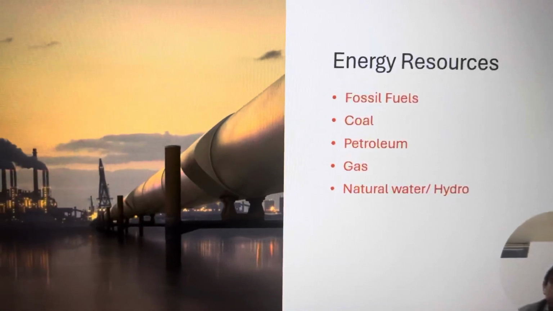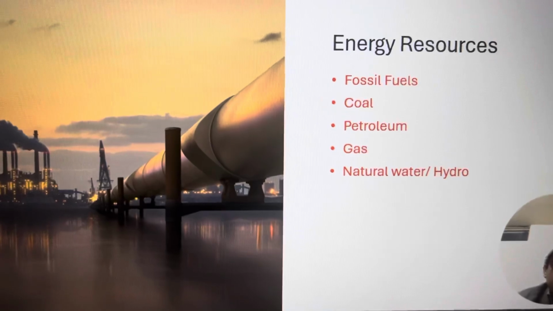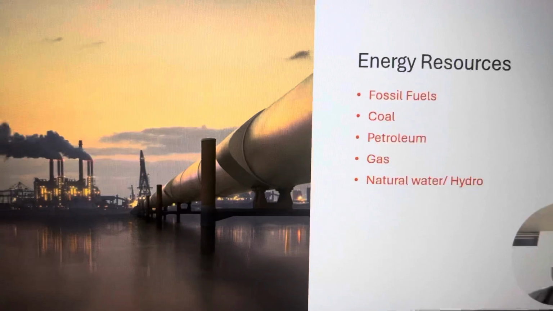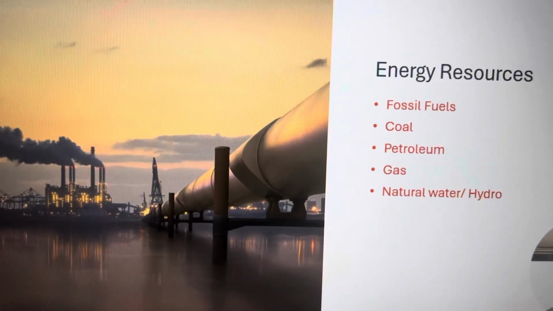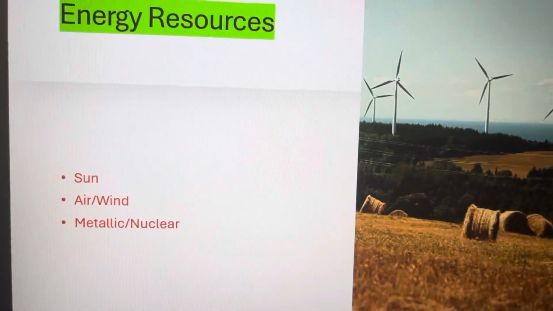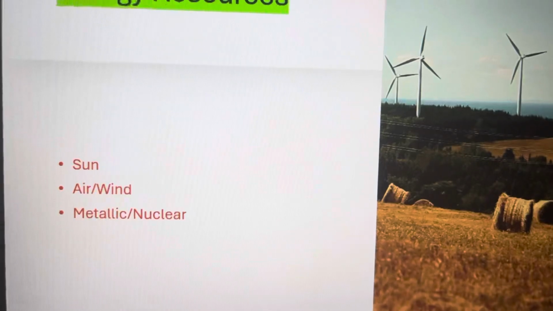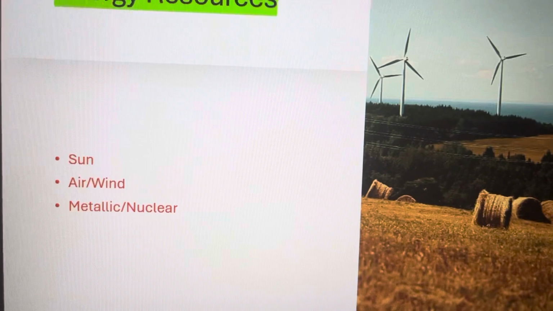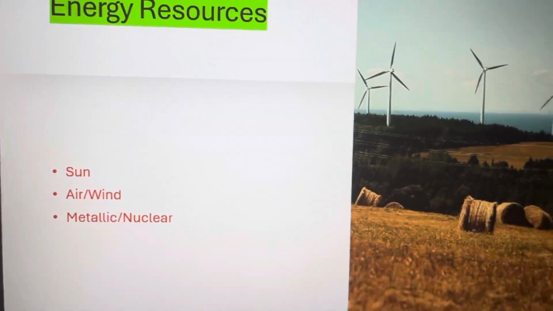energy resources. Energy is produced from fossil fuels: coal, petroleum, gas; natural water, which we call hydro, like dams, natural waters and natural streams; the sun, of course, the big source of our universe; air and wind, wind turbines; and metallic or nuclear energy. So these are the seven types of energy resources.